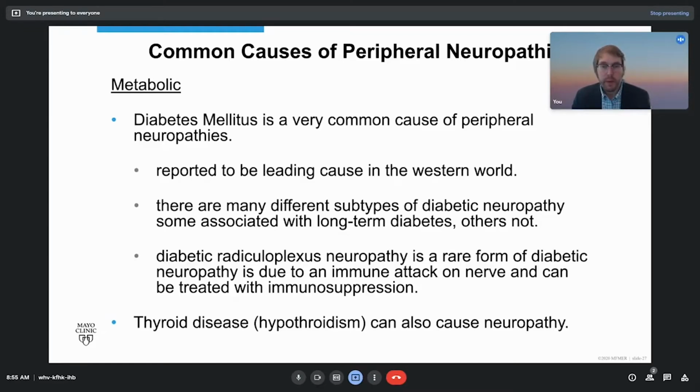and diabetes does commonly cause a polyneuropathy, which means problems of the feet and toes, length dependent, but it also causes other types of neuropathy, such as a diabetic radiculoplexus neuropathy, which is rare but is a form of diabetic neuropathy due to an immune attack on the nerve, and it can be treated with immunosuppression, whereas diabetic polyneuropathy does not improve with immunosuppression. Other examples of metabolic diseases besides diabetes that can cause neuropathy would include thyroid disease.